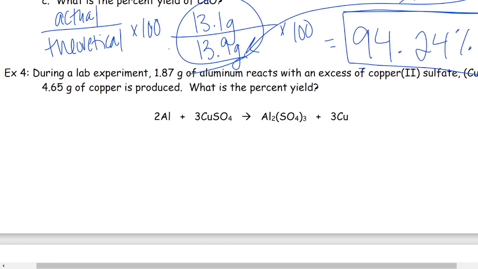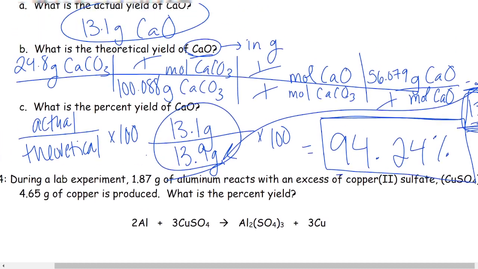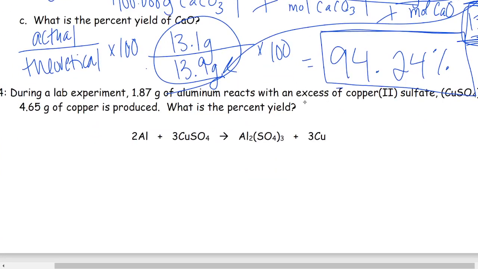All right, last example on this page says during a lab, 1.87 grams of aluminum reacts with an excess of copper 2 sulfate. Was excess part of this one at all? No. So this phrasing right here, reacts with an excess of something, what that is telling you is that copper 2 sulfate, first of all, is my excess reactant, and second of all, will not run out throughout my entire reaction and therefore will not be used towards any calculations of what was produced.